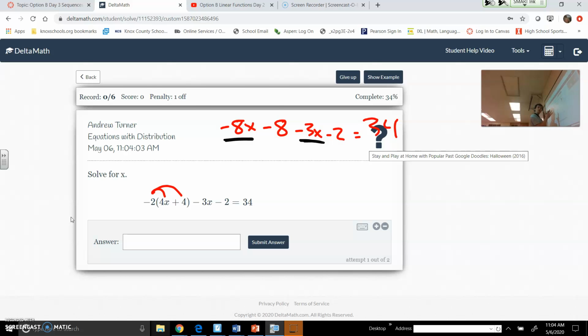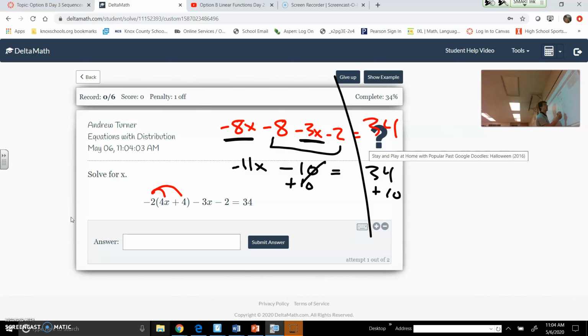-3x. I don't want to use an opposite here because they're on the same side of the equal sign, but I do want to say that -8 and minus 3 would be -11x, and similarly, -8 minus 2 would be -10. So then let's continue the problem. Let's add 10 to the other side. -11x equals 44 now. And then let's divide by -11. It looks like that one gives you -4.